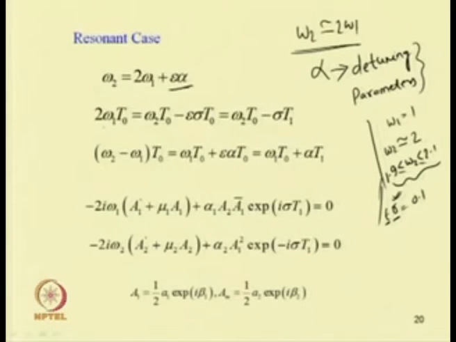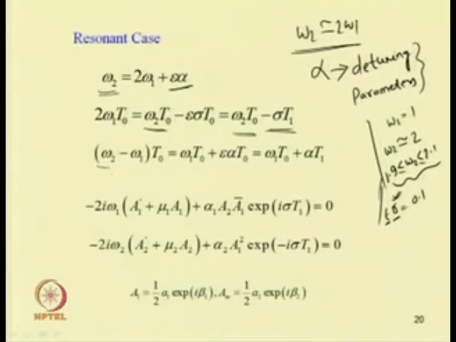So, we can write this 2 omega 1 T 0 equal to omega 2 T 0. Taking this thing to the left hand side, that is omega 2 minus epsilon sigma equal to 2 omega 1. So, 2 omega 1 T 0 will be equal to omega 2 T 0 minus epsilon sigma T 0. So, we can write omega 2 T 0 minus epsilon sigma T 0 equal to T 1, that is epsilon sigma T 0 equal to sigma T 1. So, this 2 omega 1 T 0 equal to omega 2 T 0 minus sigma T 1.